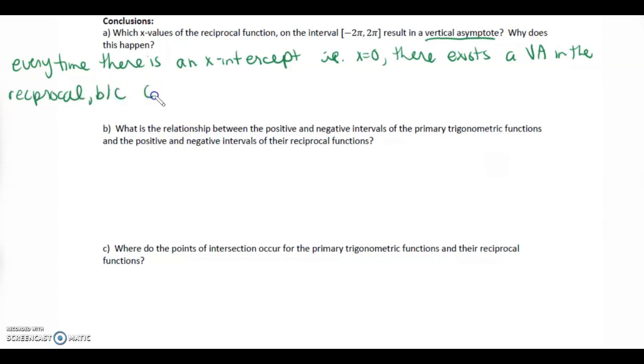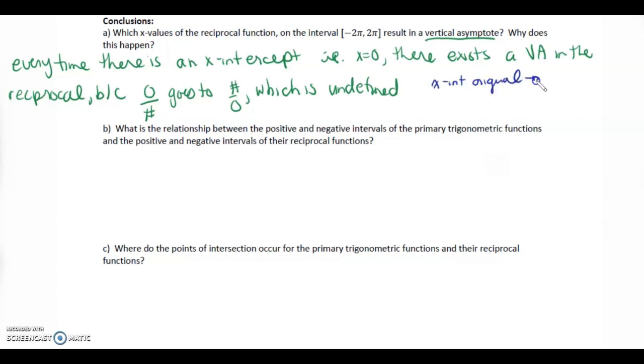because 0 over some number goes to some number over 0, which is undefined. So if there is an x-intercept in the original, then there's a vertical asymptote in the reciprocal. Okay, and if there's a vertical asymptote in the original, then there's an x-intercept in the reciprocal. That's how that works, okay?